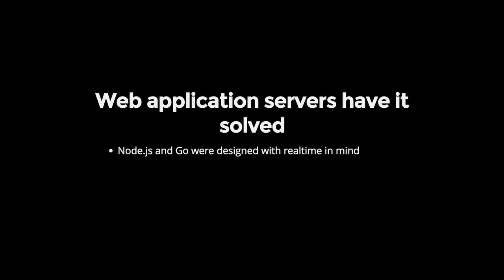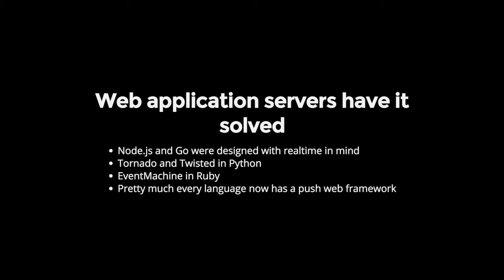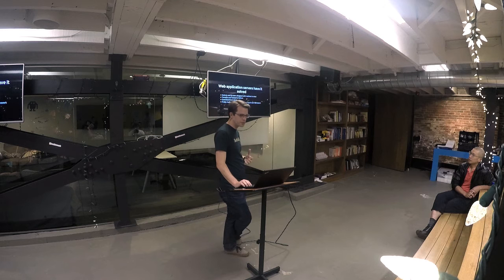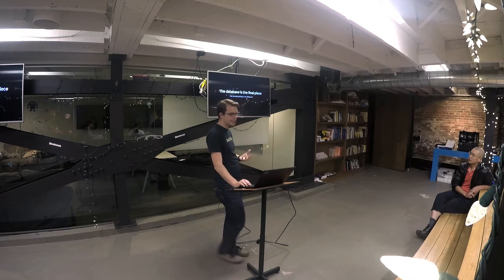Web application servers, Node and Go, are built with real-time in mind. Tornado, Twisted, Event Machine. Basically, if you're writing a web application today, you probably have a framework available to you in whatever language you're using to do real-time. So the database is the part that's really missing. So can we end polling in our lifetimes? That's the question.